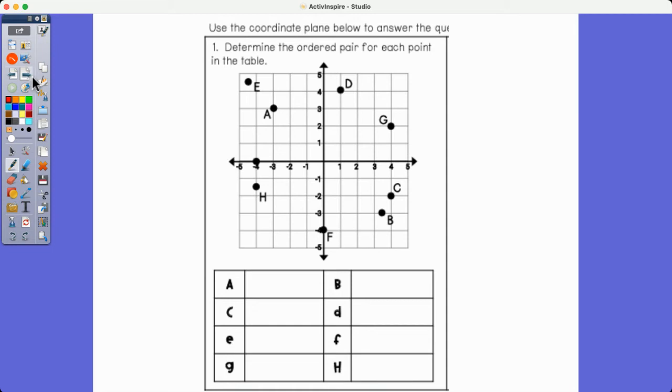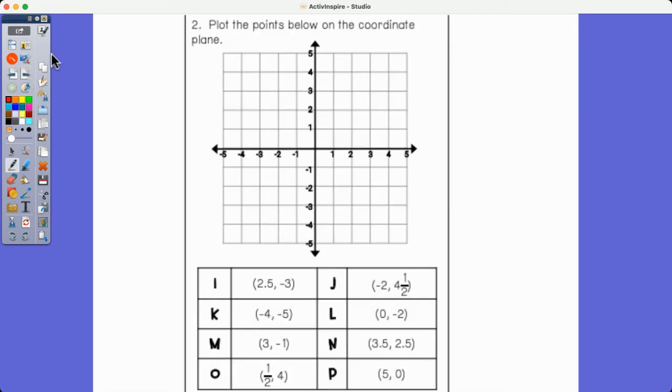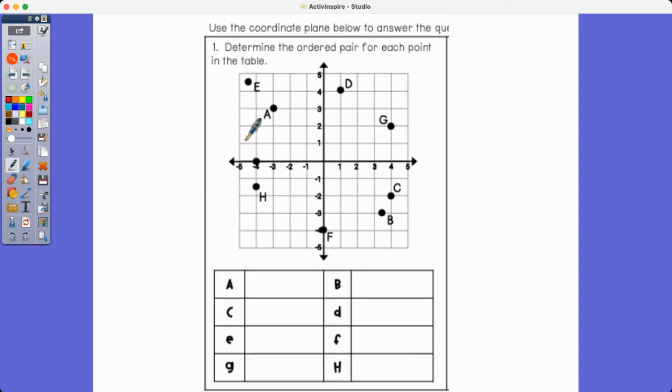Okay, it says use the coordinate plane to answer the questions. Determine the ordered pair for each point. So I'm going to do a couple, and you're going to do a couple, and we'll call it fun. Okay, so point A, we're always going to do X, then Y, okay? So this is your horizontal, then your vertical.